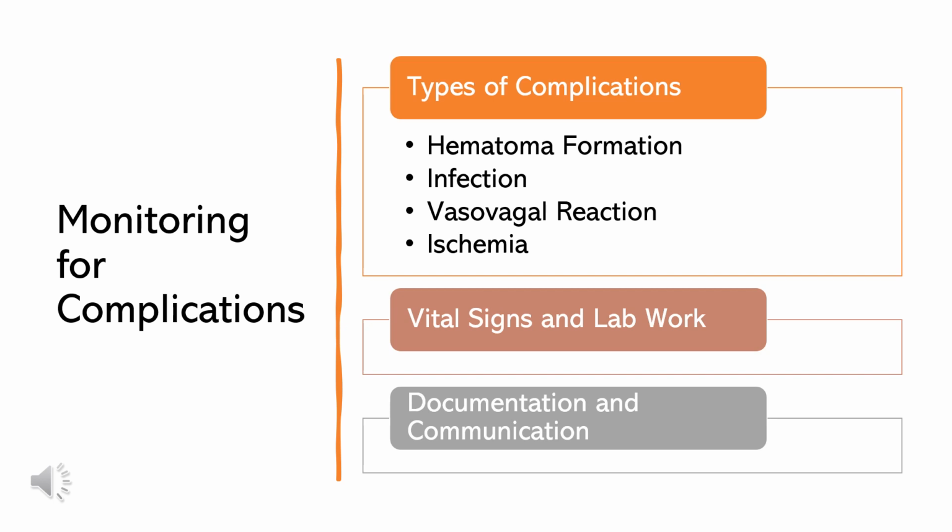Be aware of symptoms like dizziness, nausea, or fainting, as these could be signs of a vasovagal reaction. Having the patient lay down and elevating their legs can improve blood flow to the brain. Particularly in patients with compromised circulation, monitor for signs of ischemia, like pallor, coldness, or a decrease in pulse strength distal to the puncture site.